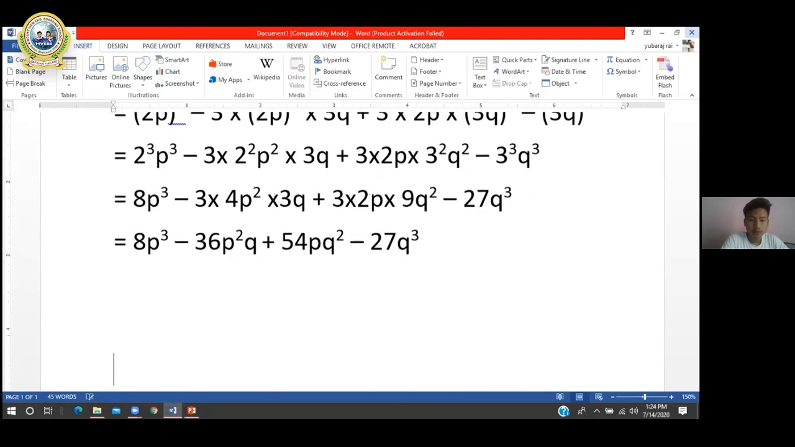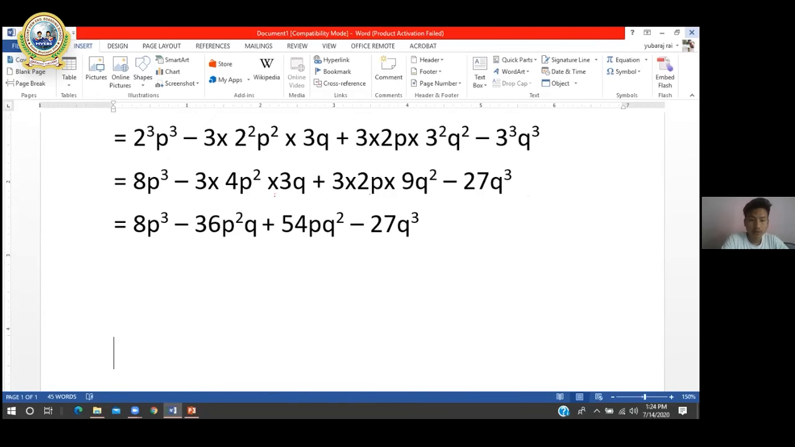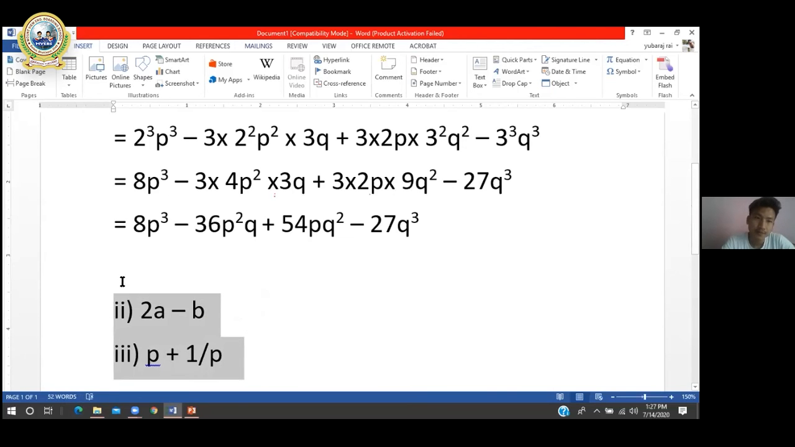The question for the first one is you'll have to find the cube for 2a minus b. And in the triple I question, you will have to find the cube for p plus 1 by p. So these are the questions, you will have to find the cube. Use the formula. You still have 5 minutes. I haven't got any submissions so far, though you will still have 4 minutes left on the clock.